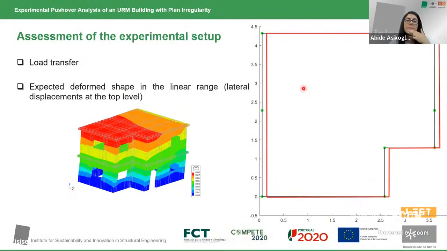As results, at the beginning of the test, when we started doing a few cycles, it was necessary to ensure that the experimental setup was working properly, or at least as we expected. To do this, in the first cycles, where we were still in the linear range, we checked if the load was transferred along the slab. To do that, we checked the plan deformation, and it was observed that the displacement at each corner was measuring a value. And actually, the plan deformation was similar to what we would expect in the numerical model.